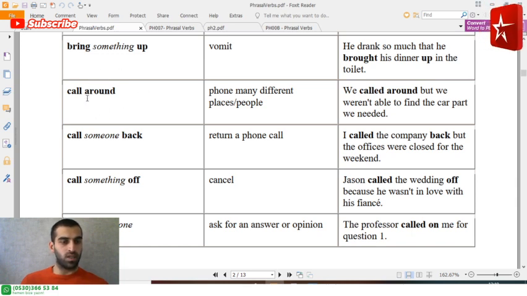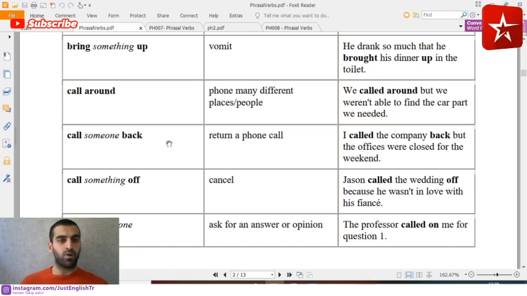The next one is call around. Call around means phone many different places, call different people. For example, we called around, but we weren't able to find the car part we needed. And call someone back.